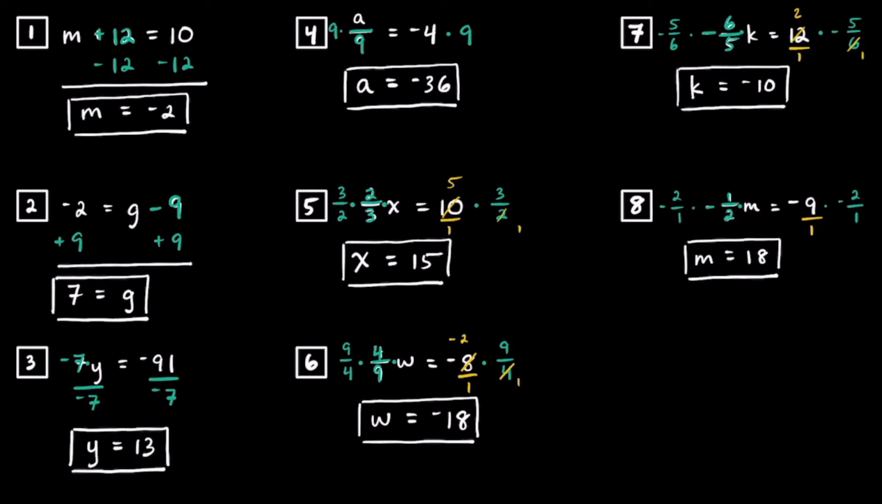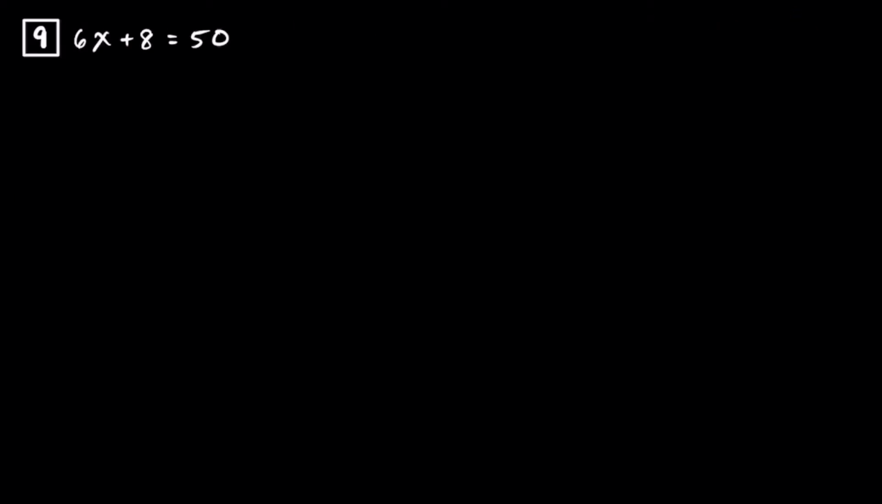Hopefully you noticed that for all 8 of these examples, the goal is really just to get the coefficient of the variable to be positive 1 and to have no other numbers on the same side as the variable. In number 9, we start having equations where we have 2 steps instead of 1. And what makes them 2-step equations is the fact that they have 2 operations. So when we have these types of equations, we're going to take a look at the addition, subtraction, and undo those first, and then deal with the multiplication and division second.